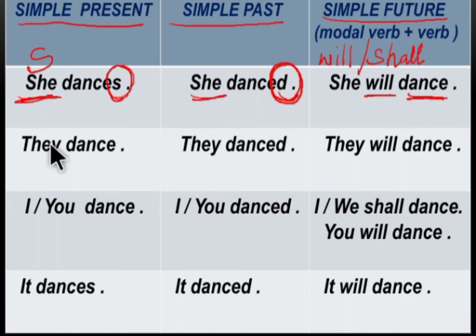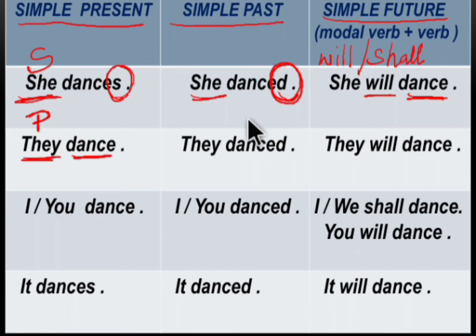The next example, they dance. This is in the simple present tense. It is they dance. They is the subject and it is the plural form. Now dance is in the actual state and we don't add s or anything because it is the plural noun.